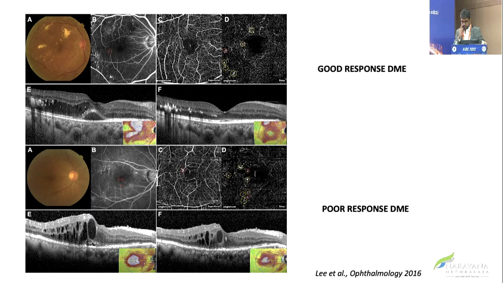There are many articles which even showed the aneurysmal changes that happen, what really goes on. In a good response DME, you can see a good response DME here and a poor response DME here. The aneurysms are obviously more in poor response DME in a DCP layer when compared to SCP in a poor response DME.